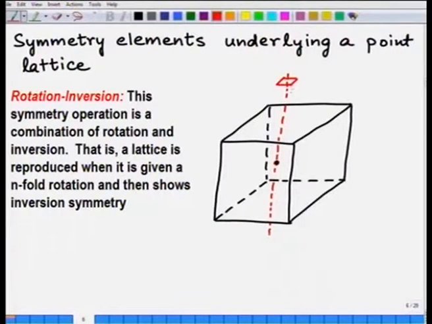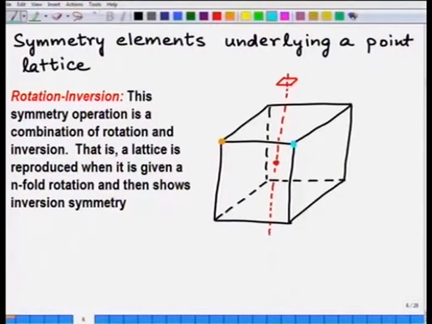So, let us trace a point. What happens? Let us say that I have a point right here. Now, what do we want to do? We want to produce an n-fold rotation. So, a four-fold rotation we are going to do about this axis. When I do a four-fold rotation, I rotate like this, 90 degrees. So, where do I reach? Let me show you by this color. We reach here.